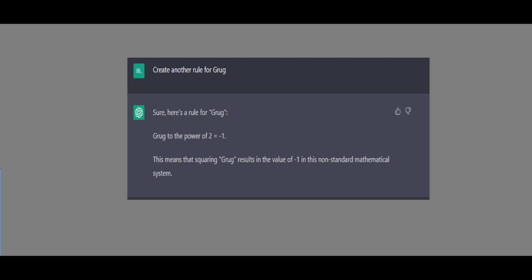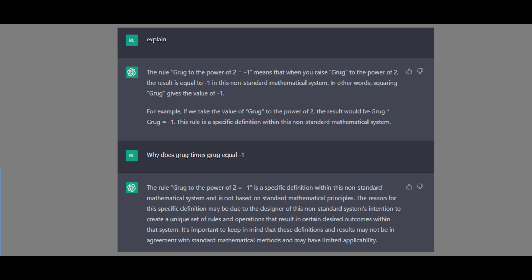Sure, here's a rule for grug. Grug to the power of 2 equals -1. This means that squaring grug results in the value of -1 in this non-standard mathematical system. Okay, that is a very new rule. Fair enough, could you explain please?